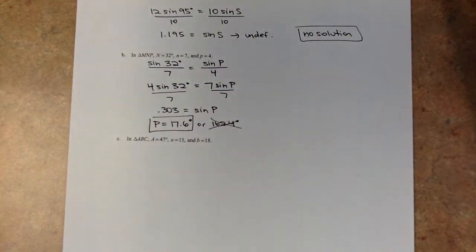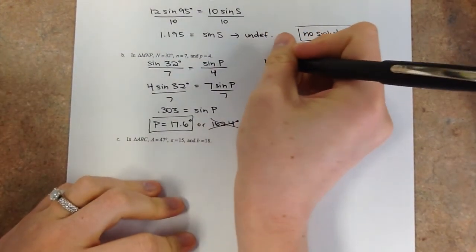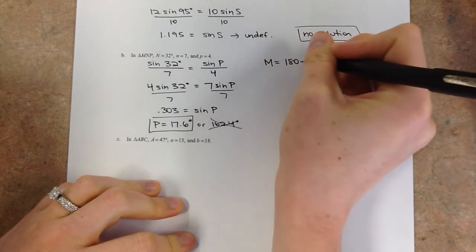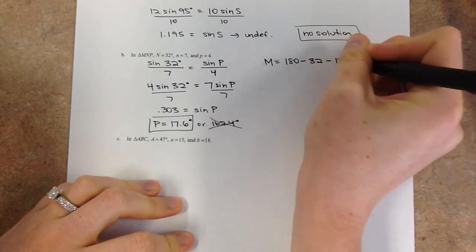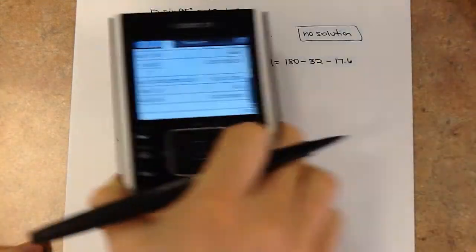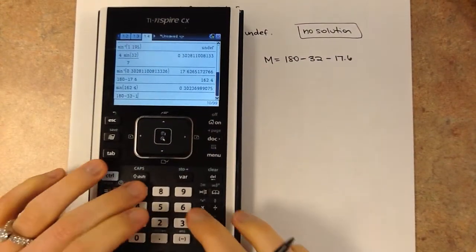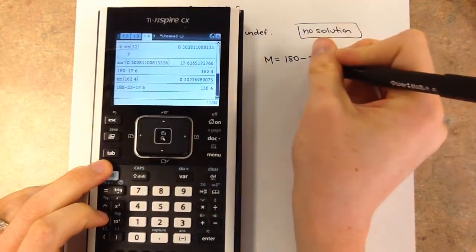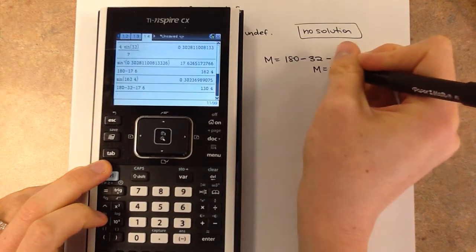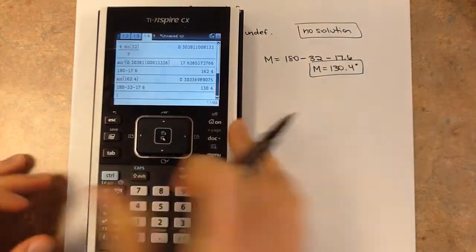So the next thing we're going to do is find our missing angle. Our missing angle M, remember you just subtract 180 minus N, which is 32, minus P, which is 17.6. So we get our missing angle. There's a lot of calculator work here in case you didn't notice. So M is 130.4 degrees. So that's our obtuse angle.